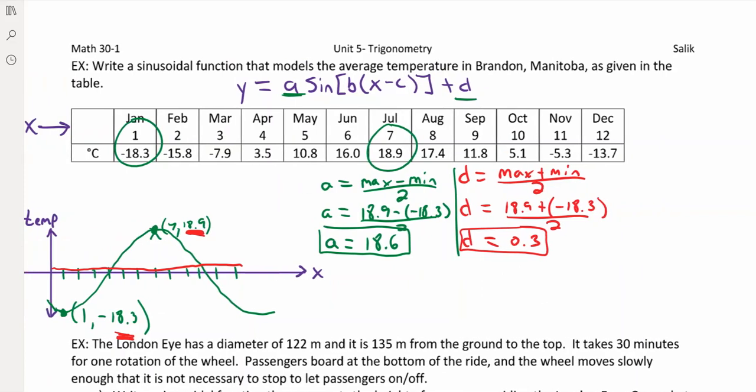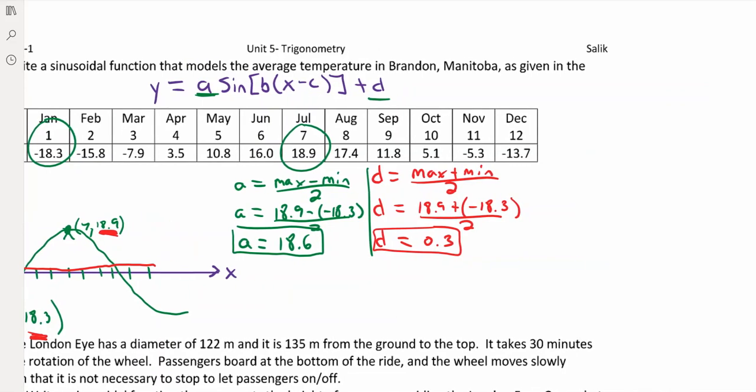So 2 down, 2 to go. Now, typically we find our C value last, so I'm going to find my B value now. For that one, our B is very closely related to the period of the graph. So whenever you're thinking B, you should be thinking, I've got to find my period, and then it's a simple calculation from there. So B is going to be equal to 2 pi over the period.